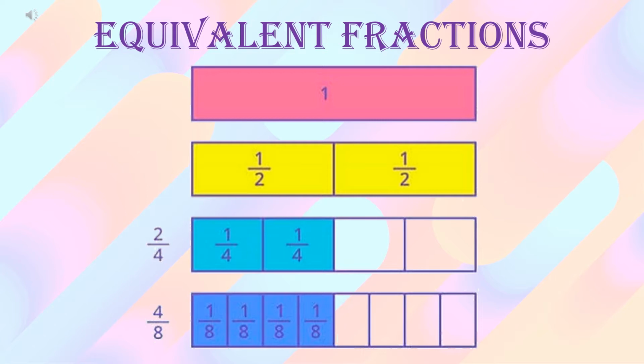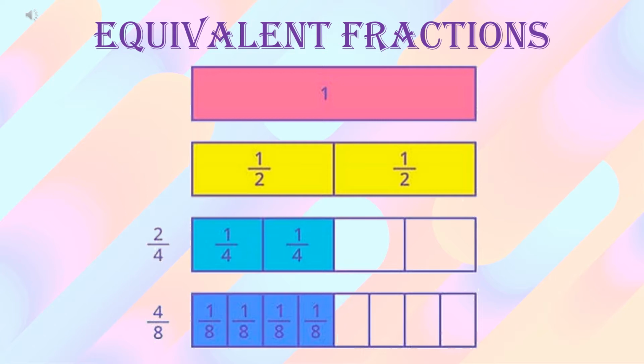In third picture, I have divided the rectangle into four equal parts and each part represents 1/4 of the rectangle. Now, if we take two parts of this rectangle, you can see these are still equal to the half of the rectangle, isn't it? 1/4 plus 1/4 is equal to 2/4, which is equal to half of the rectangle.